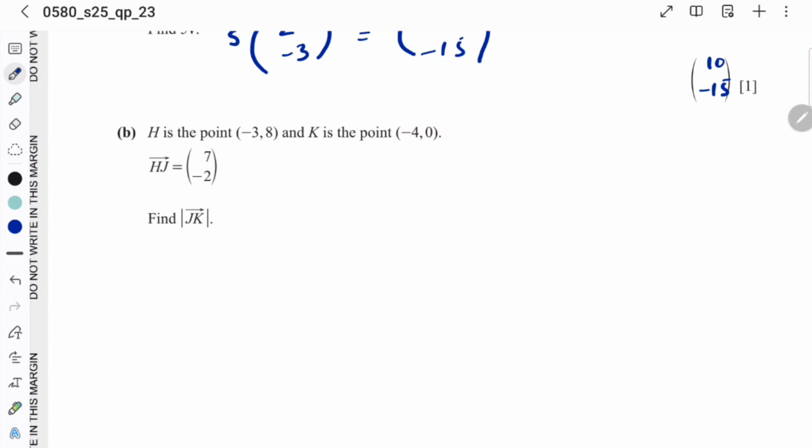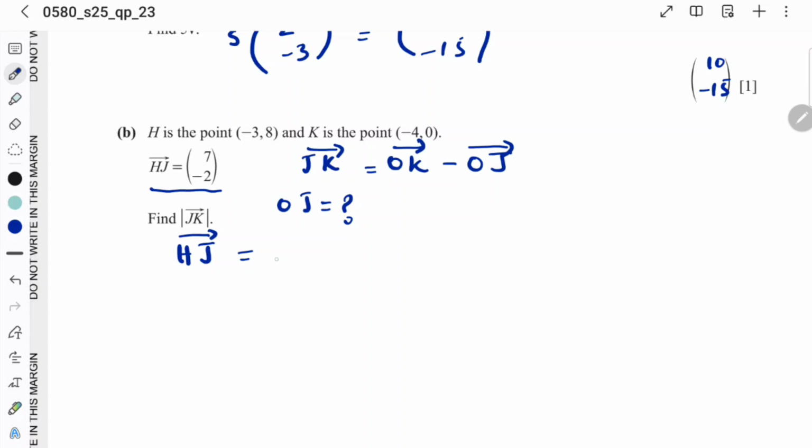So to find out the magnitude, we should know what JK is. If I take JK, then that will be equal to OK minus OJ. That is the position vector. We already have H and K, but J is not given. We'll have to find out the value of J first. So how do we find out the value of J? With the help of HJ. HJ is equal to, OJ is required.